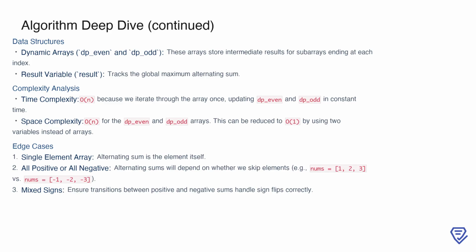Finally, consider edge cases like single-element arrays, where the alternating sum is the element itself. For arrays with all positive or all negative elements, the alternating sum may require skipping elements to maximize the result. And for mixed sign arrays, the transition logic ensures we handle changes in sign correctly. These insights highlight the efficiency and versatility of the dynamic programming solution for this problem.